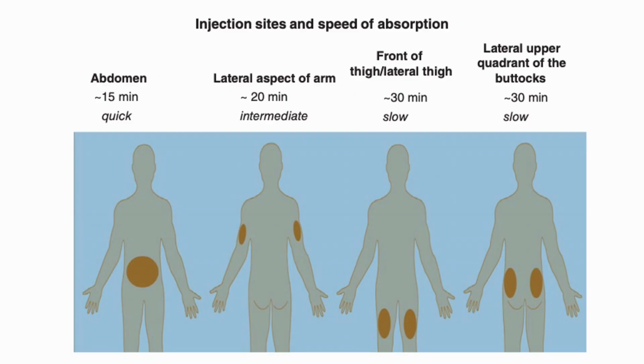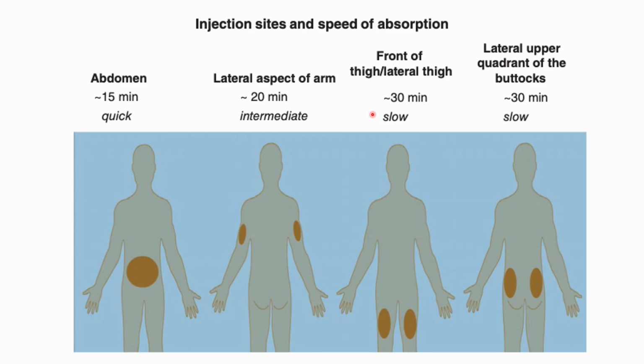Where do patients give their injections? So this is, I think, an underappreciated entity. When patients give their injections in the abdomen, that's actually the fastest location for absorption. It can start to be working in about 15 minutes or so. The posterior lateral arm is another place that's actually fairly rapidly absorbed. When patients move to their thighs or their buttocks or lower back, it's actually quite a bit slower.